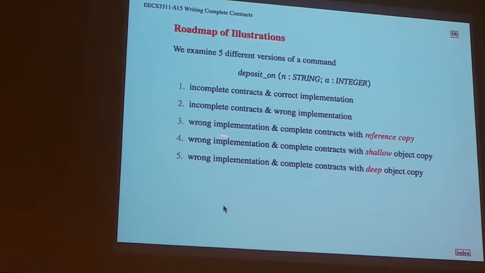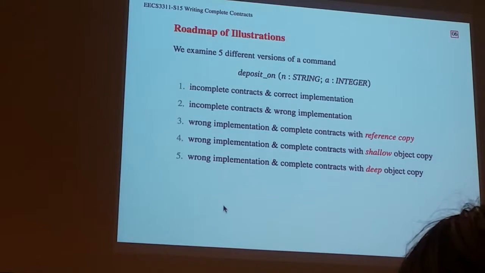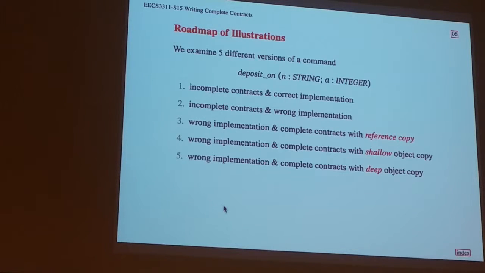Okay, now in the third one, we keep the same wrong implementation for the rest. And then we want to see which contract or postcondition can actually capture the wrong implementation. That's the goal. Again, the first case is incomplete contracts, but the correct implementation. That's nothing to report. In the second one, we have the incomplete contracts, but we have the wrong implementation, and because the contract is incomplete, it will not be able to capture the wrong implementation. And for the third and fourth, we are trying to gradually build up the final solution to capture the wrong implementation.